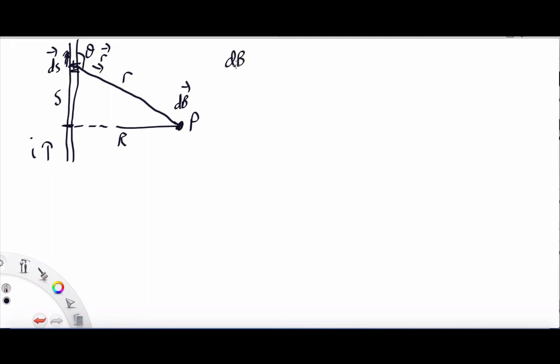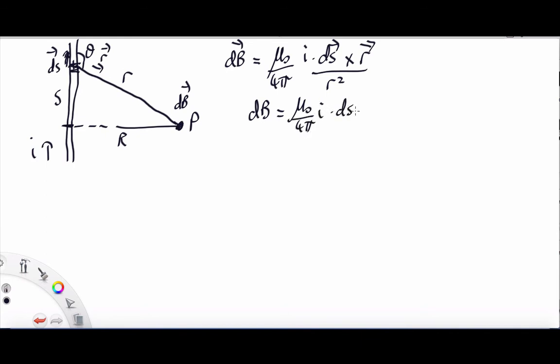Now, Biot-Savart tells us that dB is mu naught over 4 pi I times ds cross r over r squared. Now we get the direction from the right-hand rule, so we're really interested in the magnitude. And the magnitude is mu naught over 4 pi I ds sine theta over r squared.